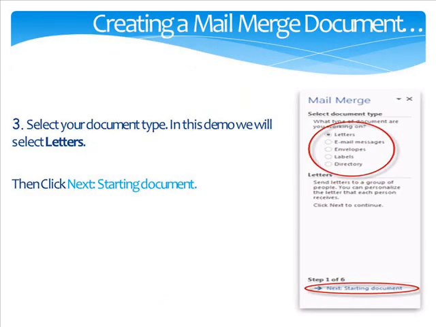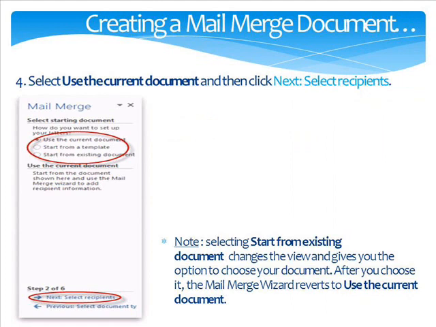When you click on Step by Step Mail Merge Wizard option, a Mail Merge task pane will appear on the right side of the application window. Now from there you have to select your document type. In this demonstration, we will select letters, the first option, and then click on Next Starting Document. When you select the option 1, Next Starting Document, then a new task pane appears on the screen.